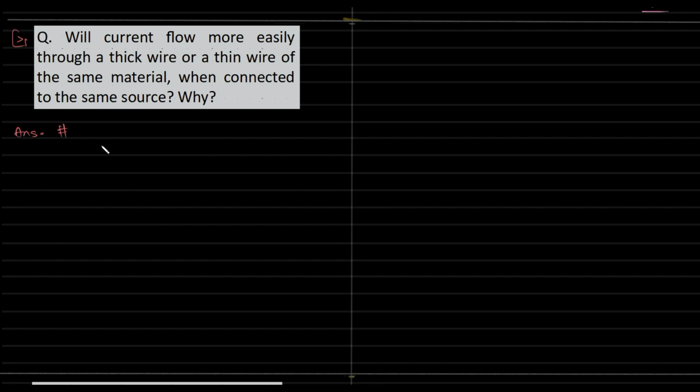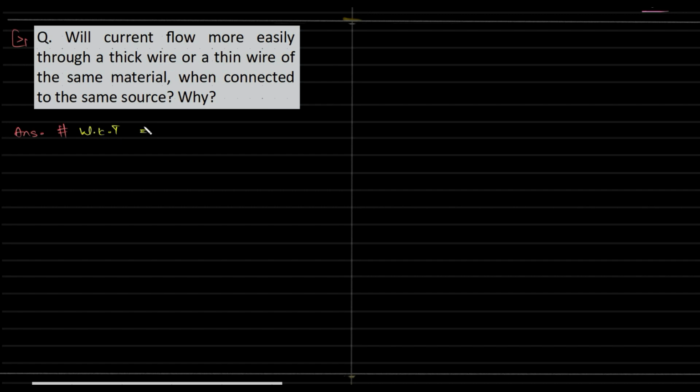So the answer is quite simple. Let me explain it this way though. Will the current flow more easily through a thick wire or a thin wire of the same material? So they're talking about thickness, that is, they're talking about area of cross section, right? So how do you answer such a question? Well, we should start with the formula.